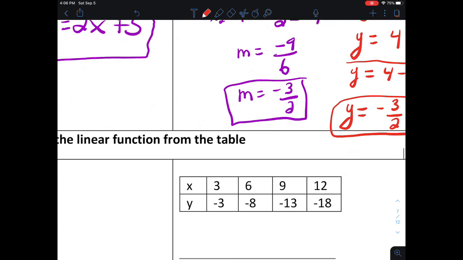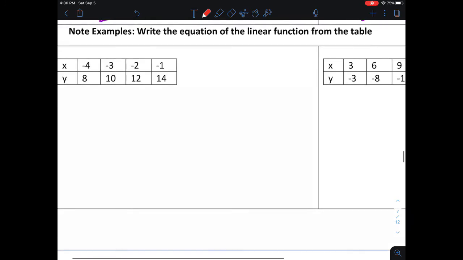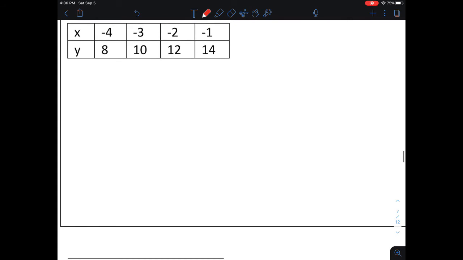Last thing in this video is to write the equation of the linear function represented in the table. And so we keep trying to write the equation of lines, but I keep presenting the data to you differently. A table is nothing more than coordinates that are divided up, where their x values are in one row or column and the y's are in the other row or column.